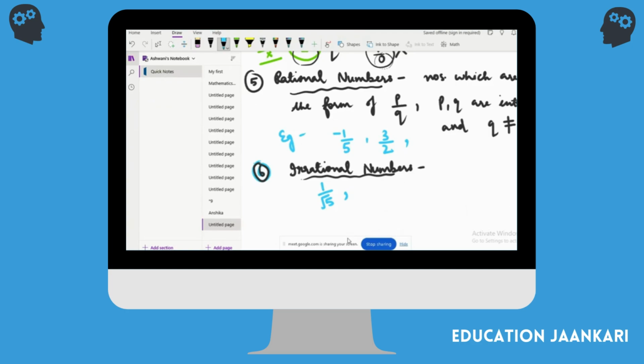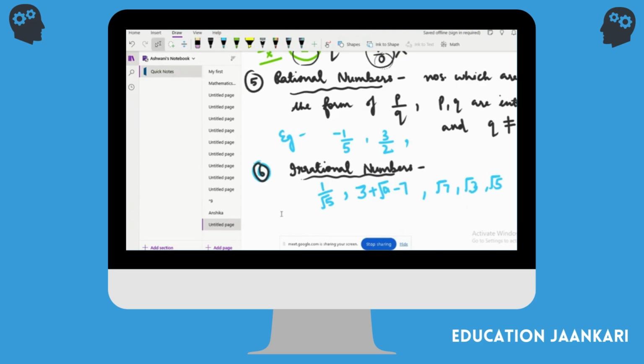3 plus square root a, square root a minus 7. Okay, this is also okay. Root 7, root 3, root 5. All these are irrational numbers, right?